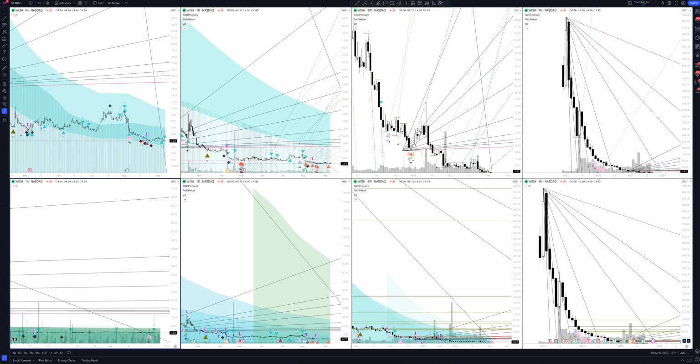Today we will take a look at Contextlogic stock. Let's analyze the market situation and find out how you can make money on it. Let's start.